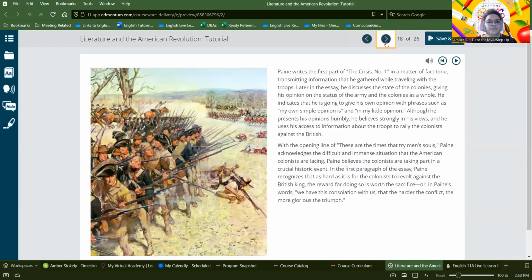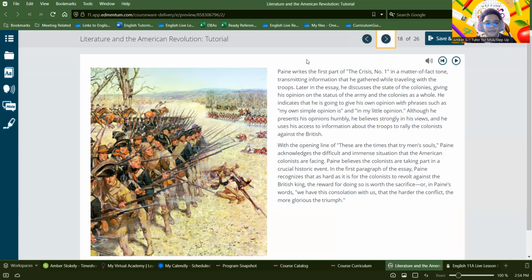Alrighty, hopping over to slide 18. So this section goes into the writing itself and not just how he does his argument. The article's written in a matter-of-fact tone, right? Matter-of-fact just means plain information. He's not dressing up the information in any way. He's like, this is what's happening. This is what we're doing. This is our goal. This is how we're going to get there. That's it.